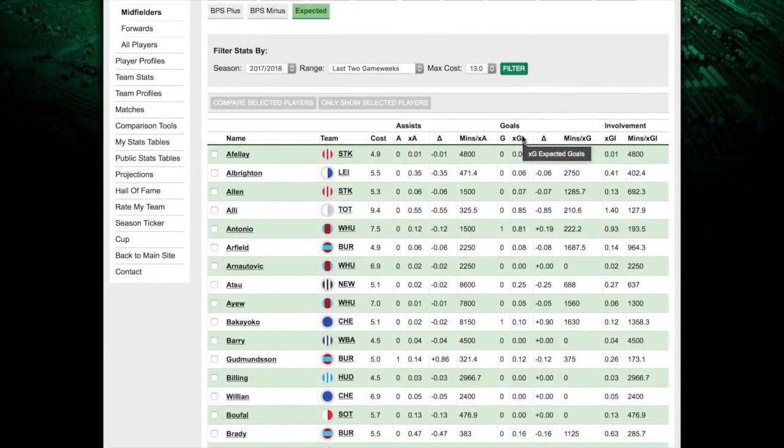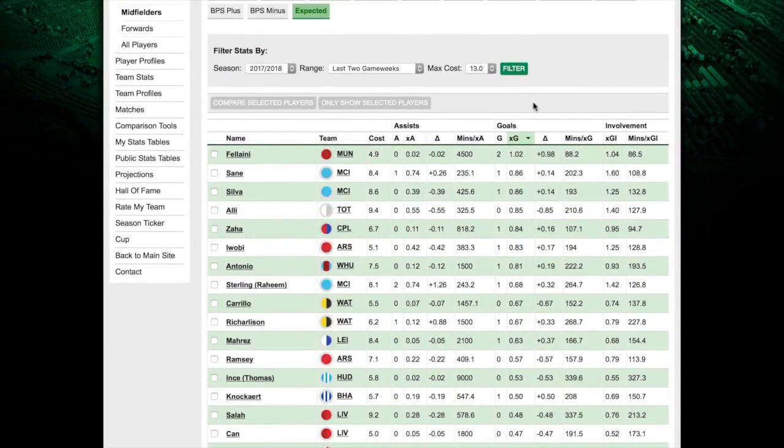Very simply now we can sort by expected goals based on the last 2 game weeks and see that Fellaini was expected to score 1.02 goals. So the combination of the chances that he got over those 2 game weeks amounted to 1.02 goals. He got 2 goals in fact. So he actually overperformed. Here's the delta, or the difference, of 0.98. He wasn't expected to score 2 goals, but he did, and therefore he overperformed.